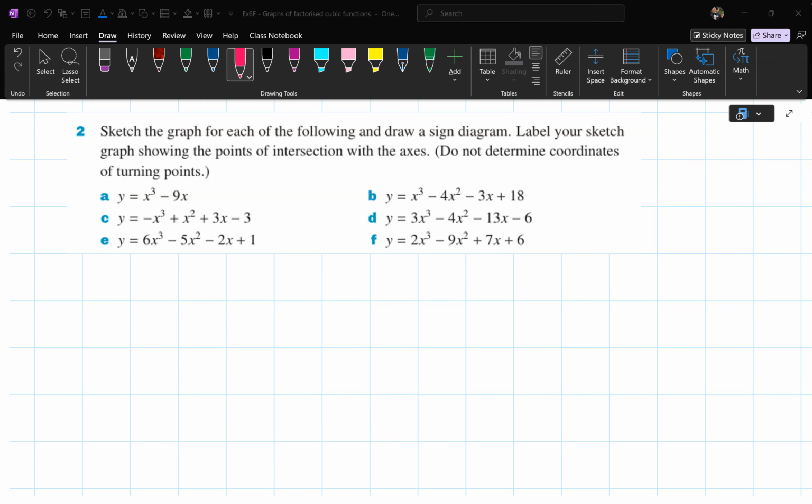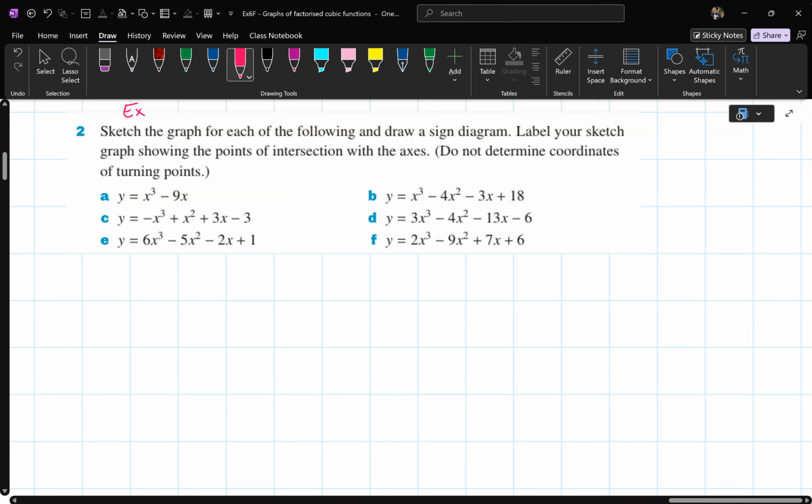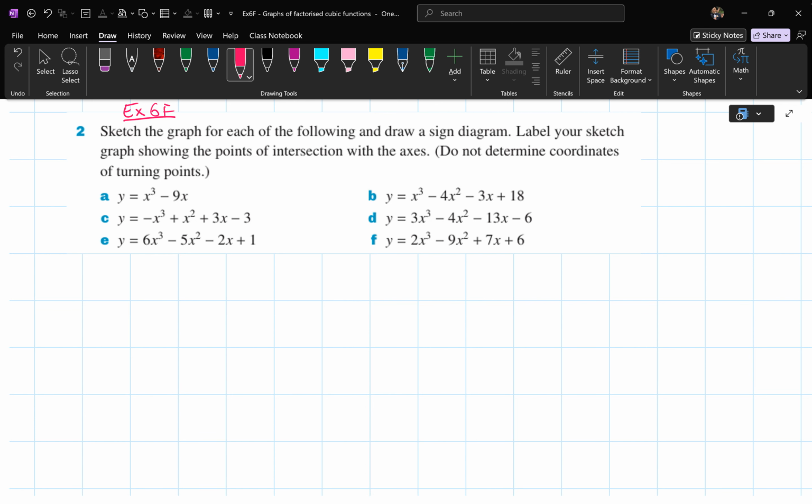All right. So in this example that I'm doing, this is from exercise 6F, question 2.